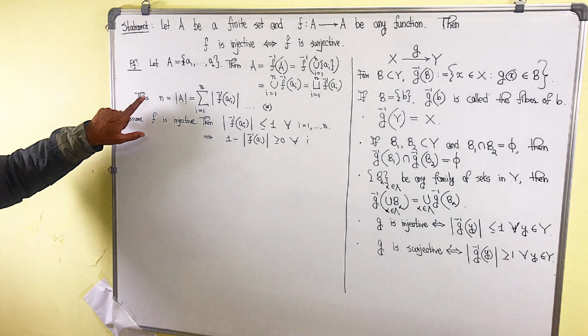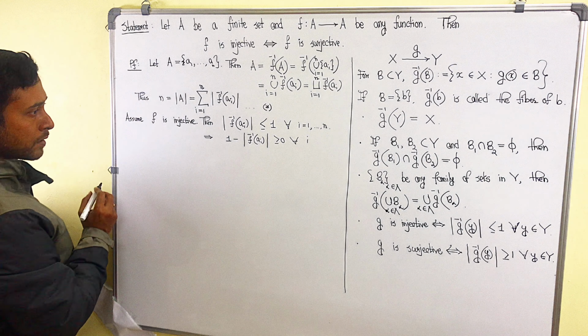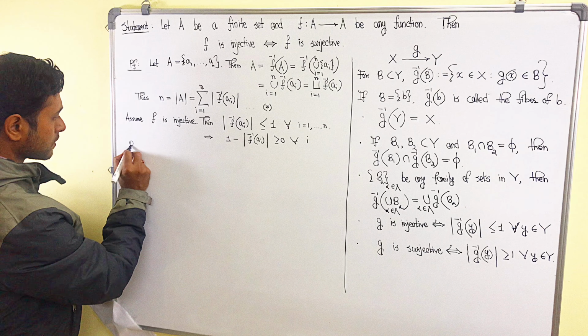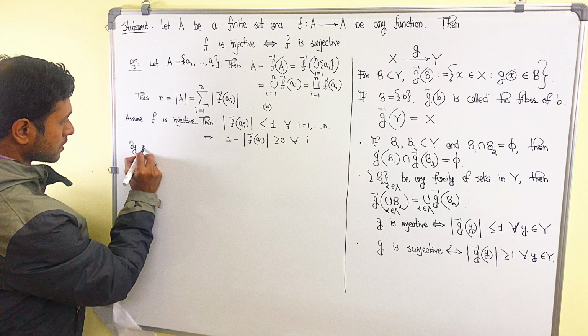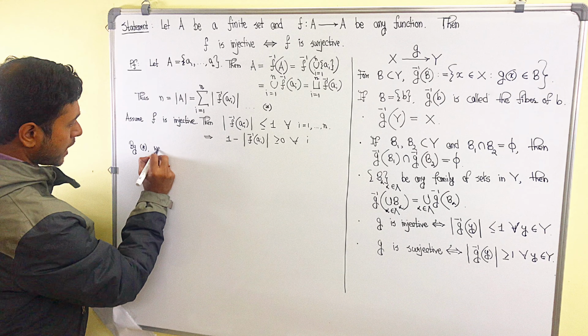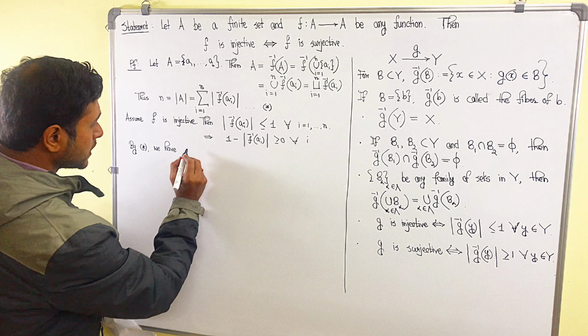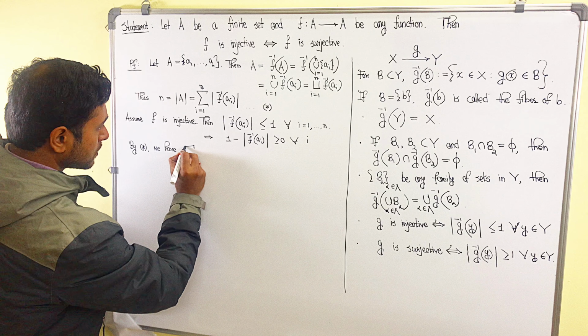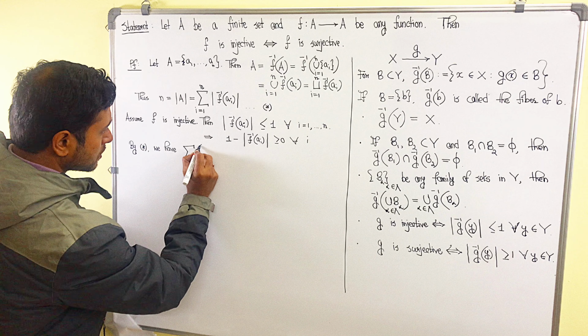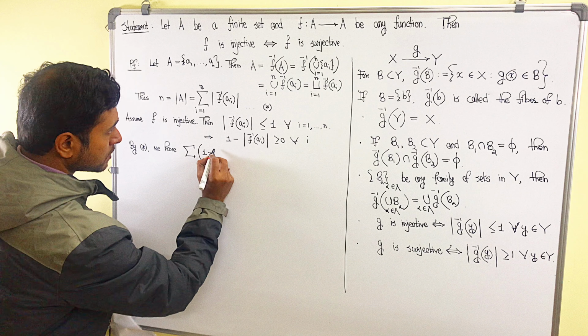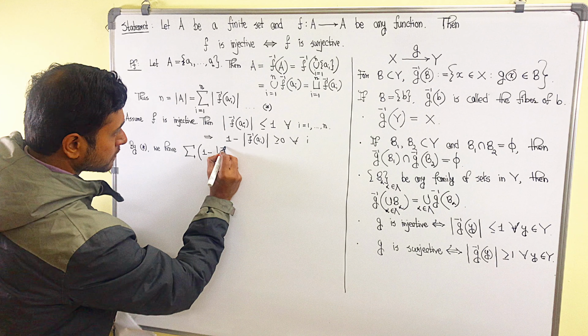Now by this star, using star, we have, so what about this sum? 1 minus this cardinality.